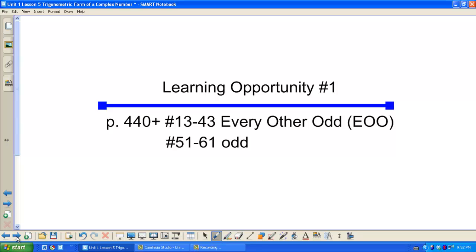You are now ready to do learning opportunity number 1, which is on page 440, 13 to 43 every other odd, and 51 to 61 odd. And you will have time on the late arrival day to complete this in class. Good luck and see you tomorrow.